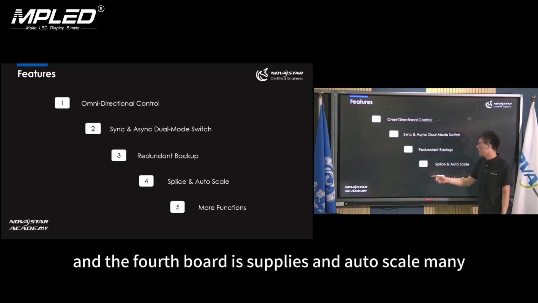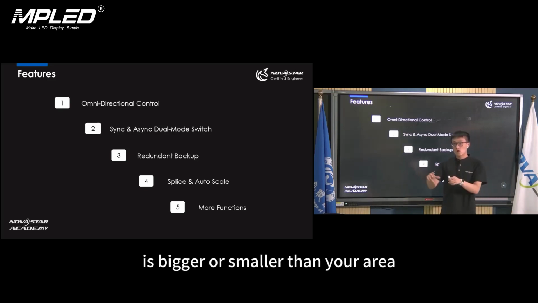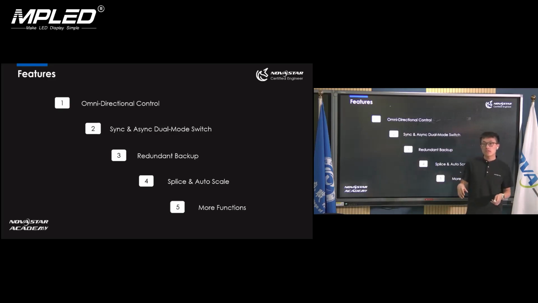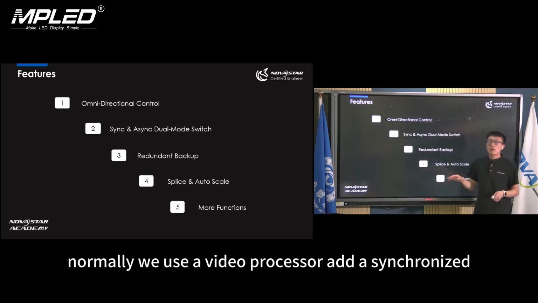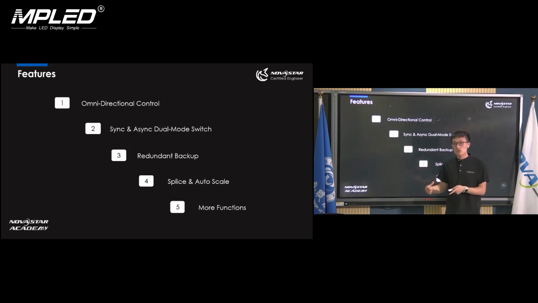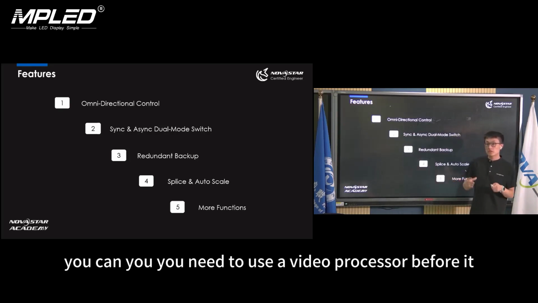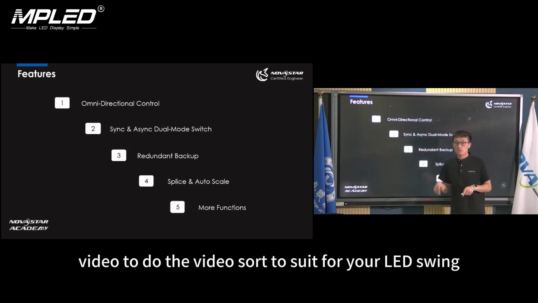And the fourth part is splice and auto scale. You may see many projects where the LED screen is bigger or smaller than your video source input. So normally we use a video processor with a synchronized device such as M control. You need to use a video processor before it, to process the video source to suit your LED screen.